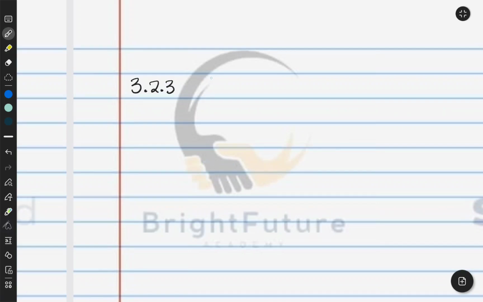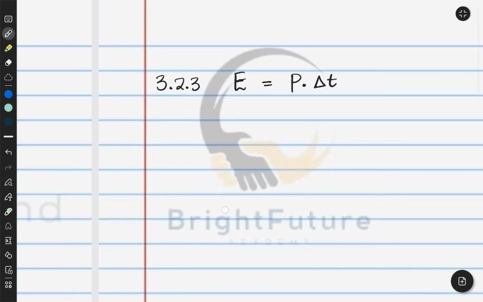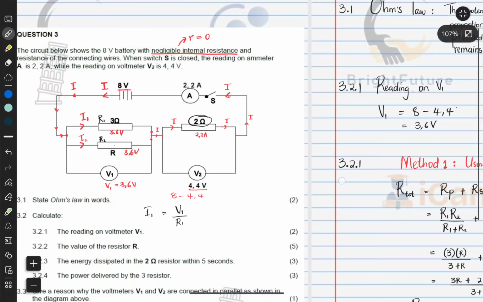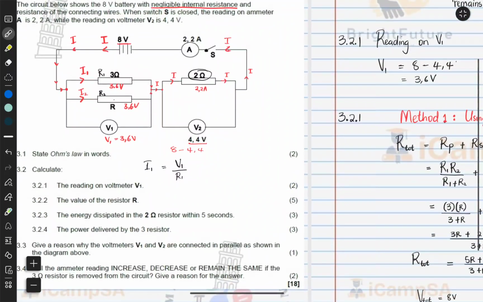So remember, energy is power multiplied by delta T, time. Now, depending on what you're looking for, you can either report energy in joules or in kilowatt hours. But in this case, we are not trying to calculate the cost of using this bulb. Is it a bulb? We're not trying to calculate the cost of using this resistor. It's just a resistor. So what we'll do is leave it in joules.